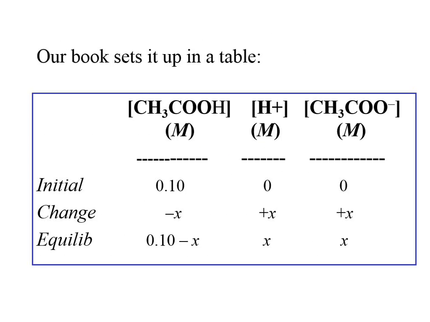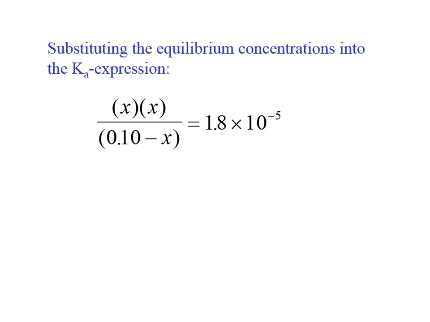So here's the ice table. And this is the way we left it. Actually, almost the way we left it. This isn't the way we left it after we applied the simplifying assumption. I'll let you jot this down. This is without the simplifying assumption. I wouldn't leave it there. I would apply the simplifying assumption before I plug into the Ka expression.